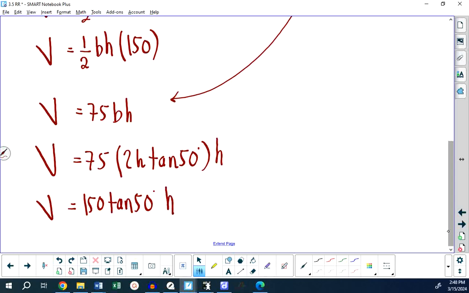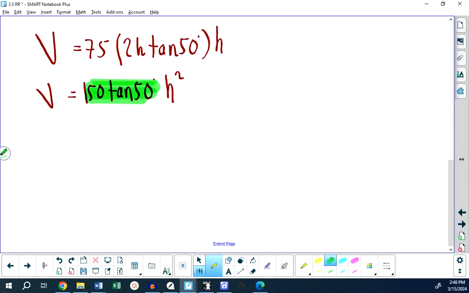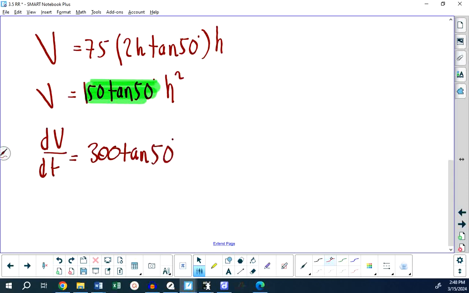H squared. Again, I want to highlight everybody that this is just a constant. This is no different in principle than differentiating 4h squared or pi h squared. You're going to swing that 2 down. dV/dt equals 300 tan 50 degrees h dh/dt.